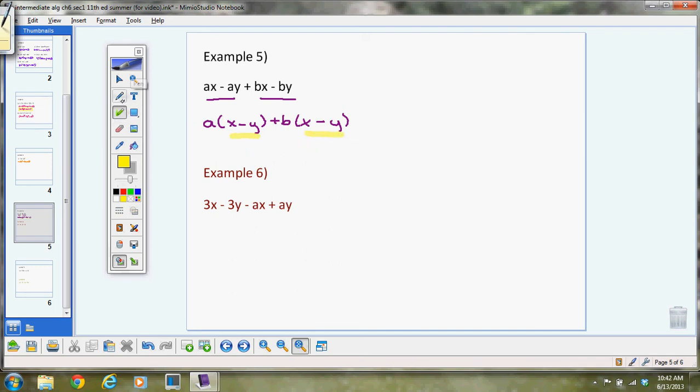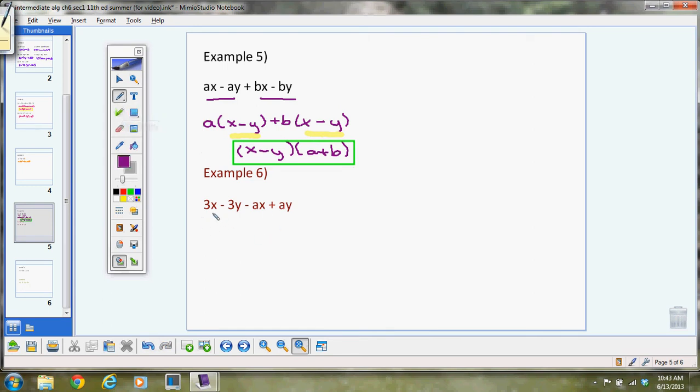Okay, so now, it's like the last example we did. I can factor out that x minus y because they have that in common. And then what I do is I put the a plus b together. And that would be the final answer that they would want to see. If you were to FOIL that, by the way, you would end up with what we started with. So you can always check your answer.